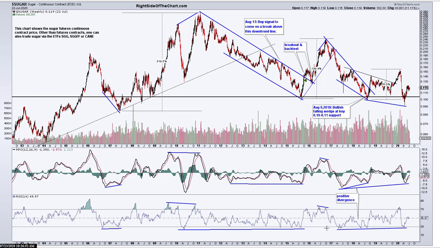All right, so on sugar, what stands out most importantly is this big positive divergence at the recent low. I pointed out back here a few months ago we had positive divergence. We're going to go back in time, and I also want to add this.